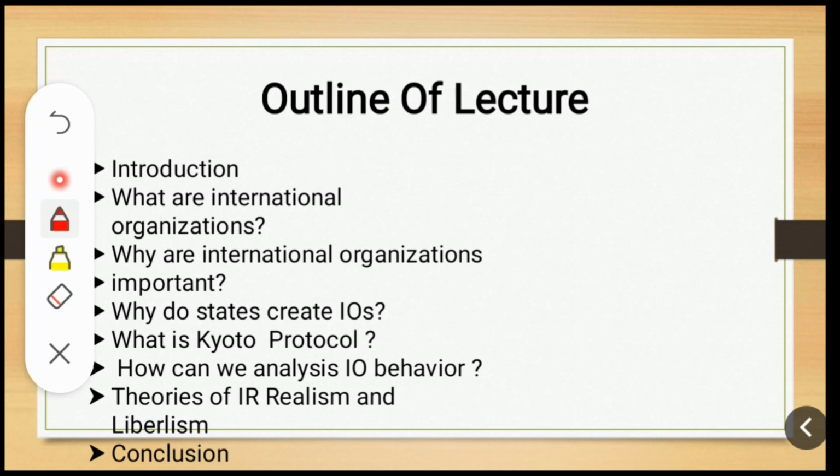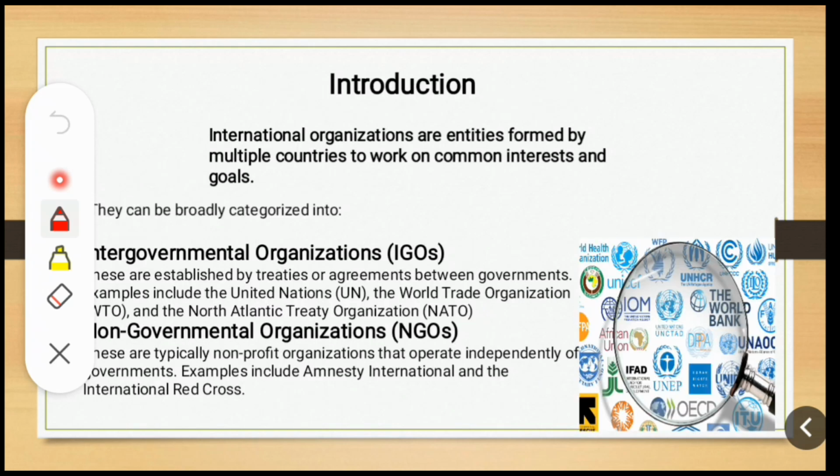What is the Kyoto Protocol, which is very important? How can we analyze international organizations' behavior? And these are also very important theories of IR, which are realism and liberalism. And lastly, we have conclusion.